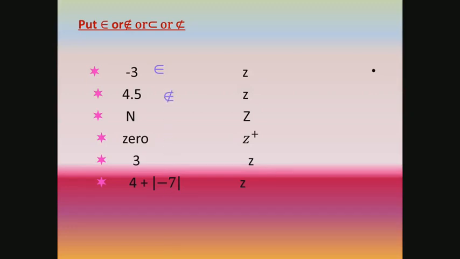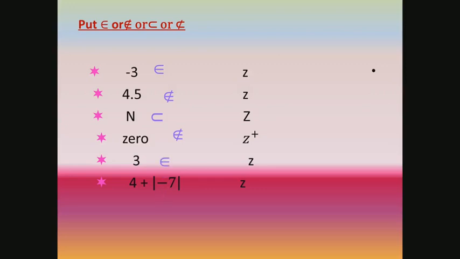N: belong or not belong, or subset or not subset? N is a set and Z is a set. So here we are comparing two sets, and we say N is 0 and Z positive, so N is a subset of Z. Does 0 belong or not belong to Z positive? 0 does not belong to Z positive, because I can't say 0 is positive or 0 is negative.